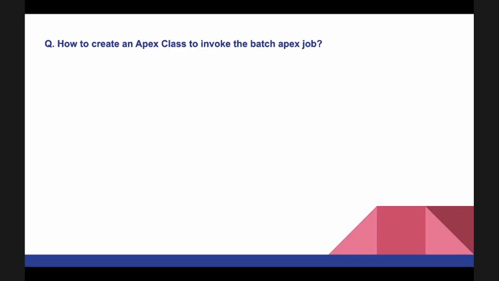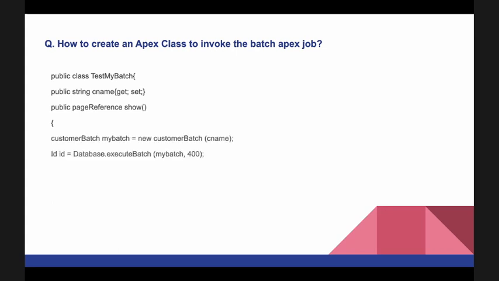How to create an Apex class to invoke the batch Apex job? Okay, so again we will be seeing the code and discuss how it works. If you can see here, we have a class named TestMyBatch, and the main point to notice is that we have created an instance of the class called CustomerBatch. The instance of the class is myBatch. How have we created the instance? Using the new keyword. Now we have used Database.executeBatch to execute that particular batch.